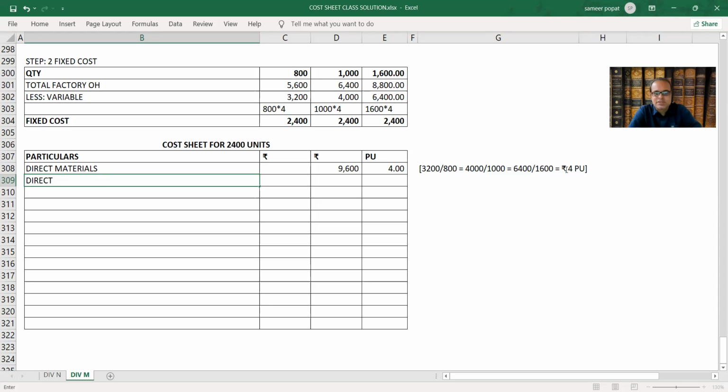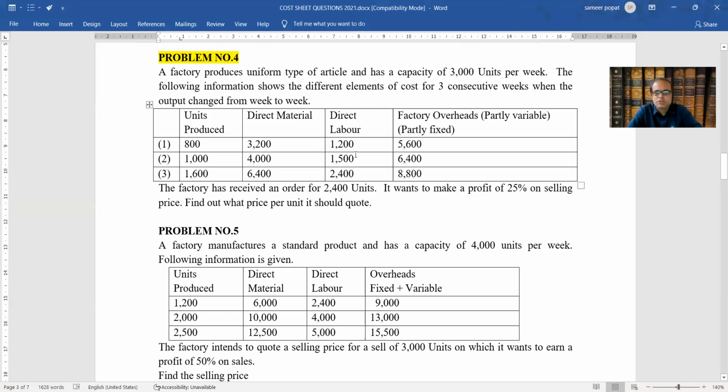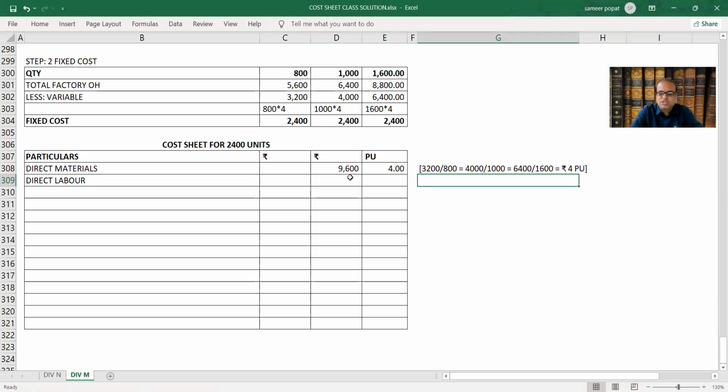Now, next element is direct labor. Direct labor and direct wages both are one and the same thing. So again, direct labor is a variable cost. So let us just find the variable cost per unit. 1,200 divided by 800. Is it 1.5? Yes, sir. 1,200 by 800, 1.5. Again, for second one, 1,500 divided by 1,000, 1.5. And 2,400 divided by 1,600. Is it 1.5? Yes, sir. So for all three, the cost is 1.5 per unit.